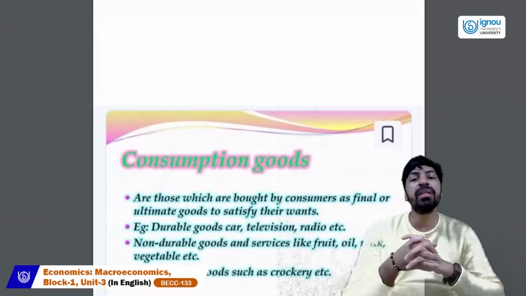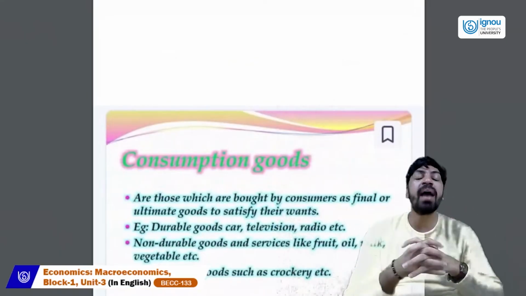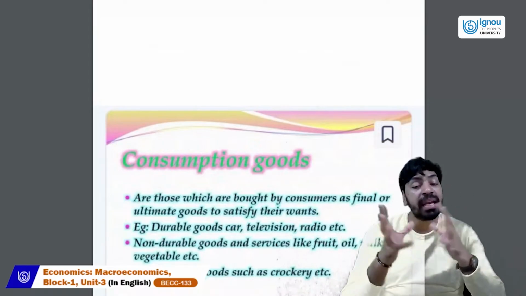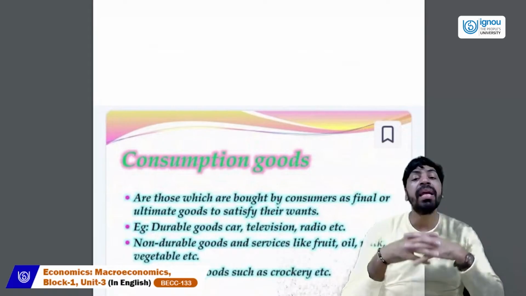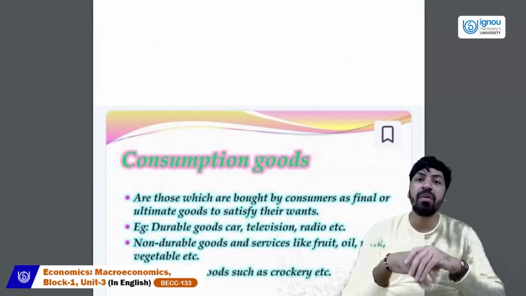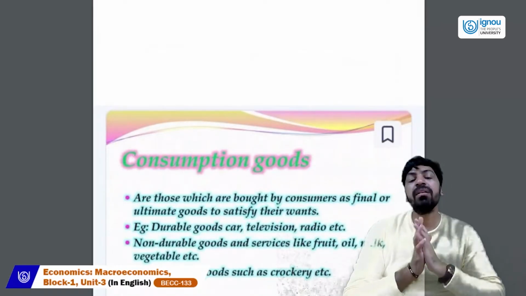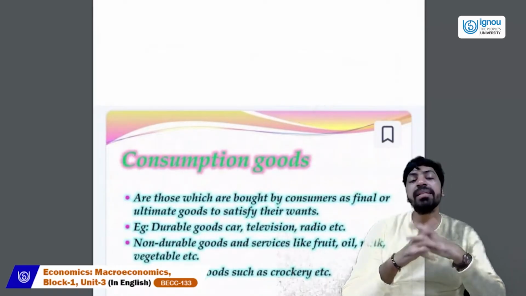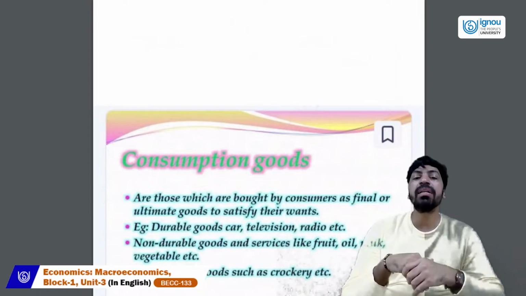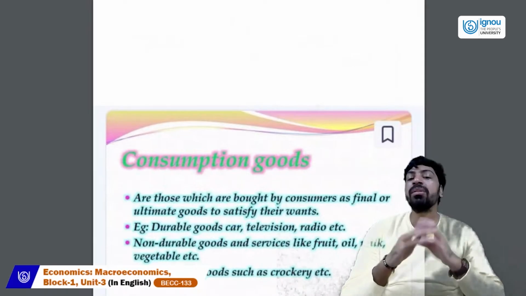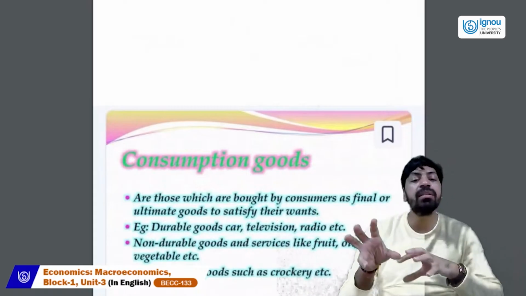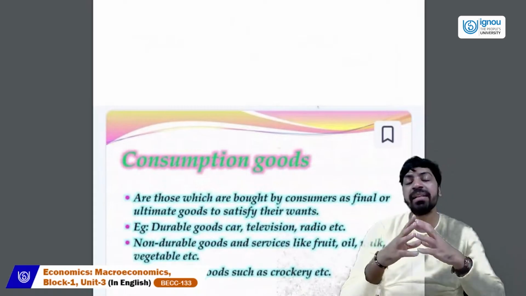Now we talk about national income and its aggregates, where consumption goods, final goods, intermediate goods, stock, flow, investment, and depreciation are all involved. Here we are talking about the first concept, the consumption goods. Consumption goods are those goods which are purchased by the consumer as a final or ultimate good to satisfy their needs or wants.